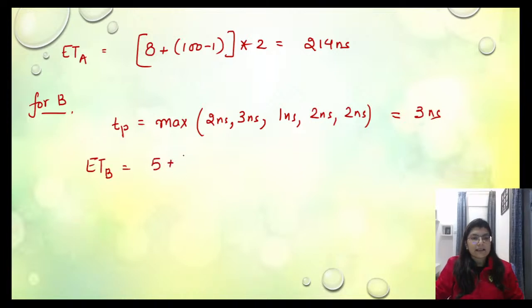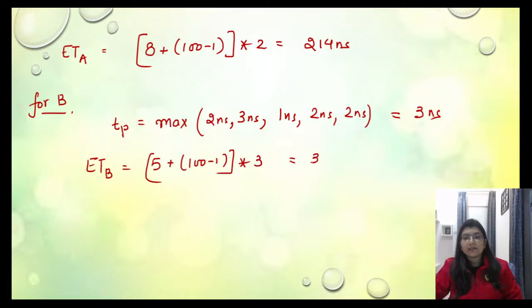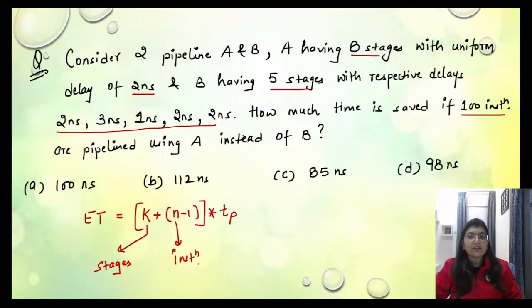5 plus 100 minus 1, multiplied by 3. So when you solve this, you will get 312 nanoseconds. They are asking how much time will be saved by using A instead of B.